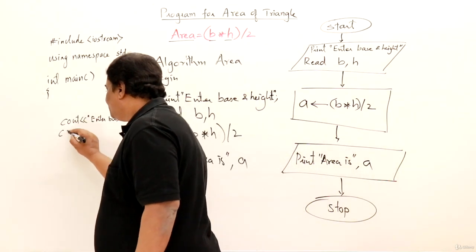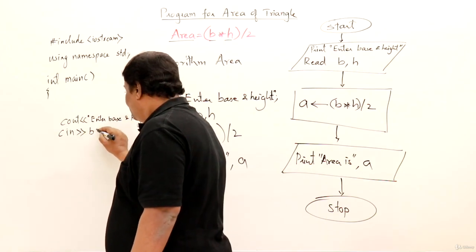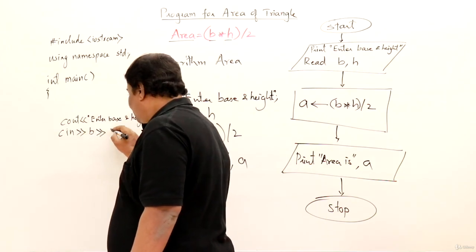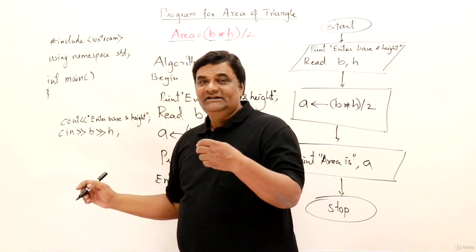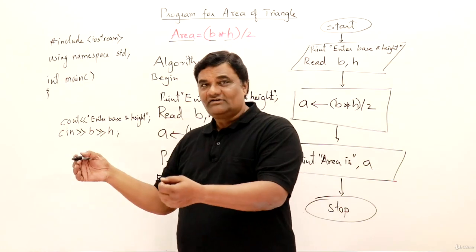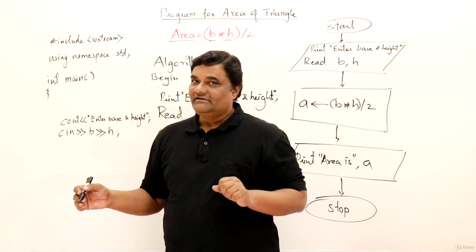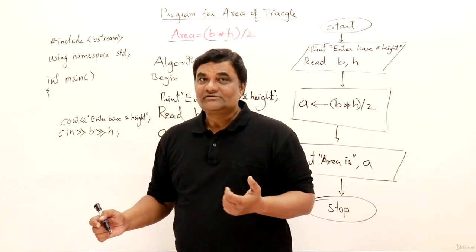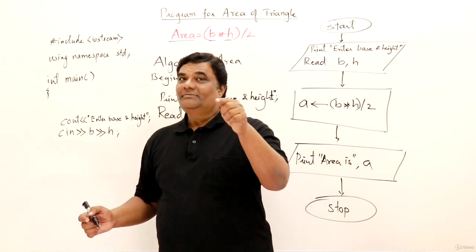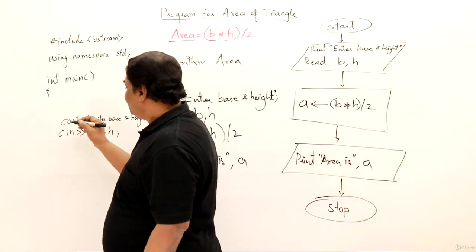So I should write cin, that is extraction operator, B. Then for another variable, again write the operator. So we cannot write a comma. Don't get confused here. As many variables as you are reading, you should write all of them with the extraction operator. Now next important thing. This B and H, what are they? Variables. So in a C++ program, you must declare the variable first. So okay, let us go back to the top and declare the variable.